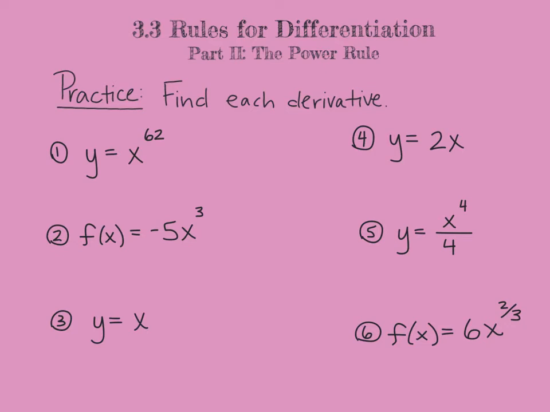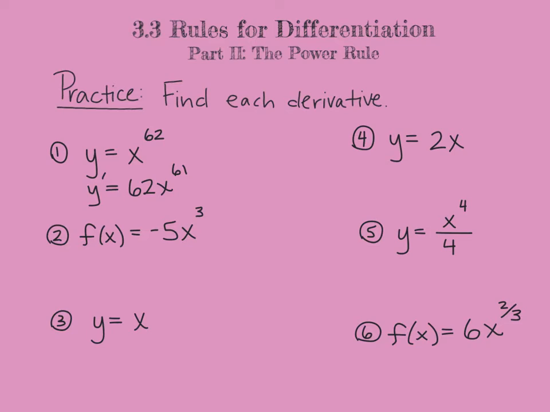Here are 6 quick derivatives that we will find. For number 1, for all of these, we're going to be using the power rule, because they're all powers. So we could write this as y prime or dy/dx, bring the 62 out front, x, and then it's 1 less. It is that simple.